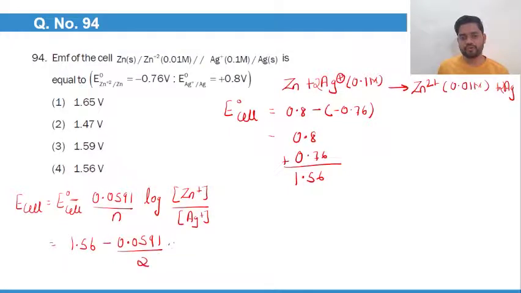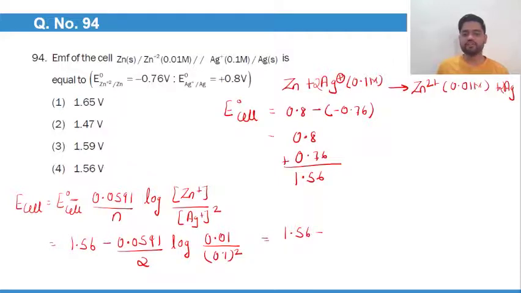So the EMF of a cell is 1.56 minus 0.0591 over 2 electrons, log of Ag plus raised to 2. Zinc will be how much? 0.01, right? And this will be 0.1 the whole square.